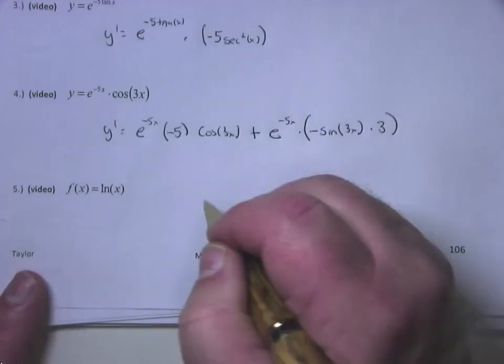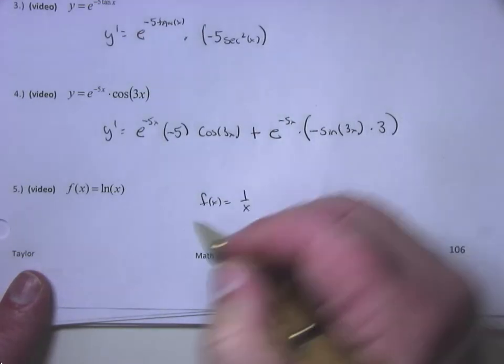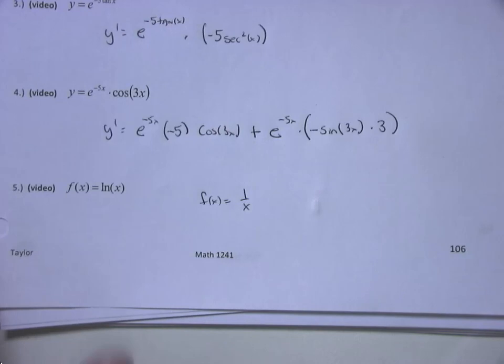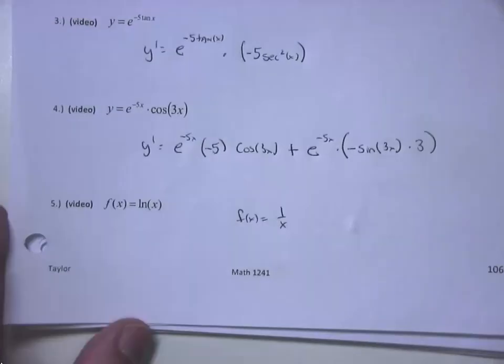F of x is equal to the natural log of x. You've got 1 second to tell me the answer because it's pure memorization. 1 over x. That's a rule we have memorized. Okay?